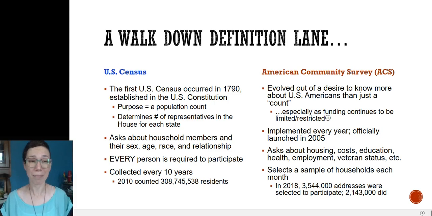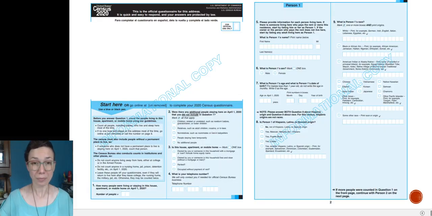Although at the same time, the not so helpful part about the American Community Survey is that it is based on a sample. So if the folks who happen to participate are somehow skewed or aren't reflective of all Americans living in this country, we might end up with false information. We might end up with some false data.